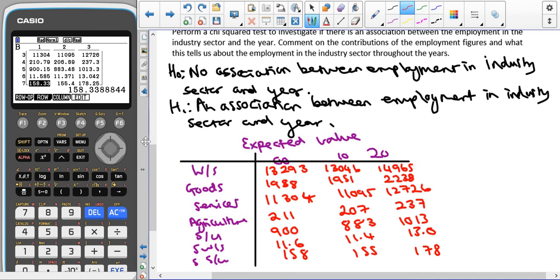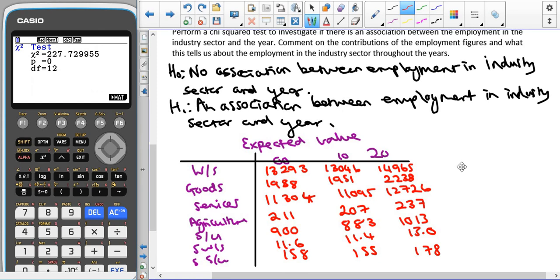Okay, so now I've copied down all my expected values. None of them are less than 5, so I'm not having to do any pooling again. So I'm going to go back. My chi-squared value is 228, which is massive. My test statistic is then 228. My degrees of freedom is 12. And you can see how big this test statistic is because the probability of this happening randomly is 0. So it's exceedingly, definitely unlikely to happen.